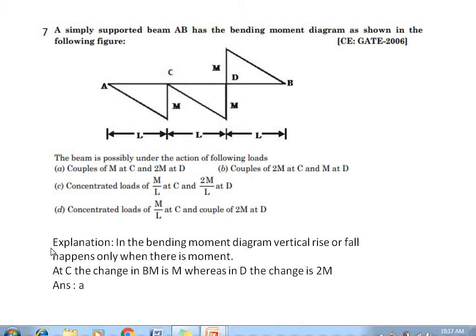So at C, the change in bending moment is M, whereas at D the change is 2M. So the answer is A. Let's move on to the next problem.